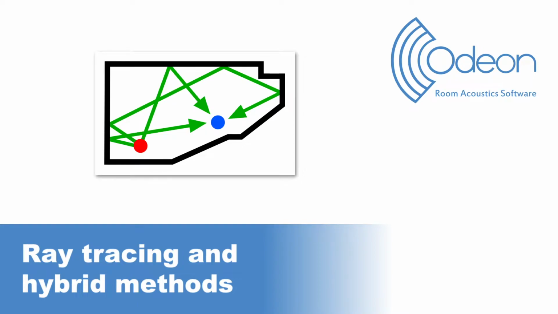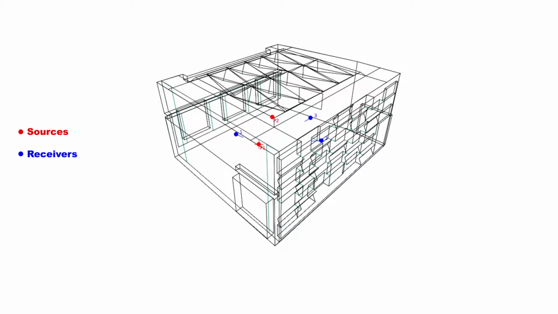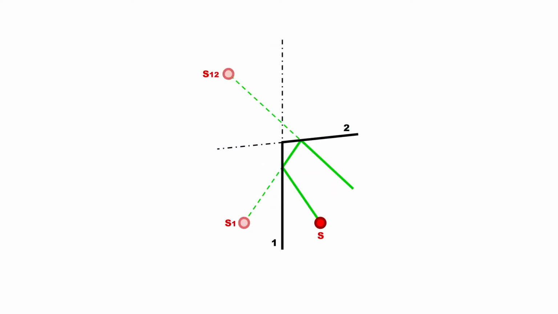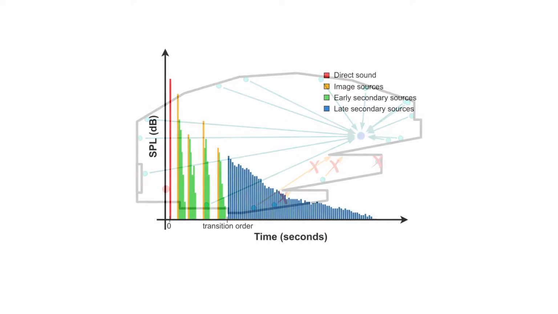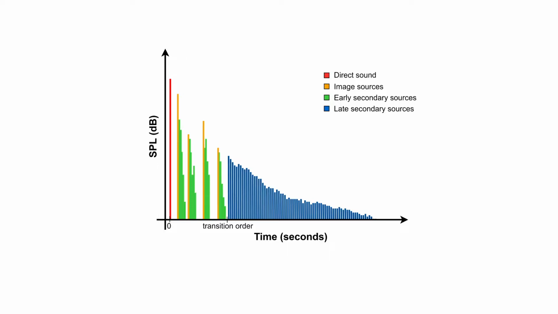In this video, we will explain the calculation principles used for simulations in ODEON. An ODEON model will have sources and receivers defined by the user. Through methods we will explain in more detail later in this video, ODEON generates image sources representing specular reflections and secondary sources which model scattering. An energy histogram in time is constructed with energy contributions from the user-defined sources, image sources, and secondary sources.